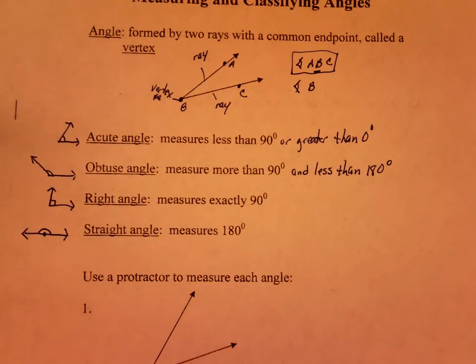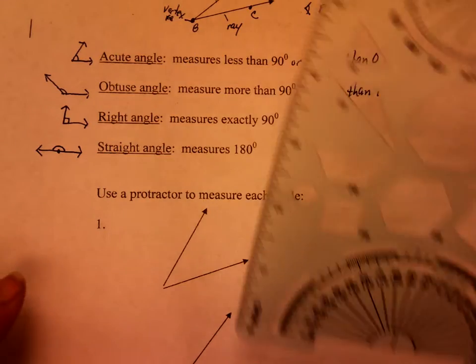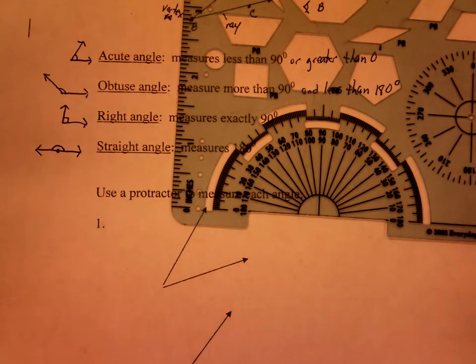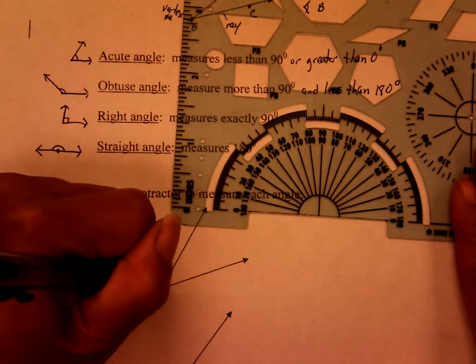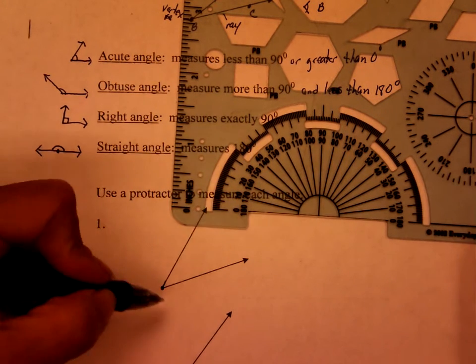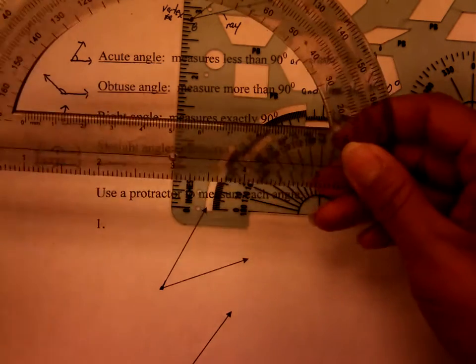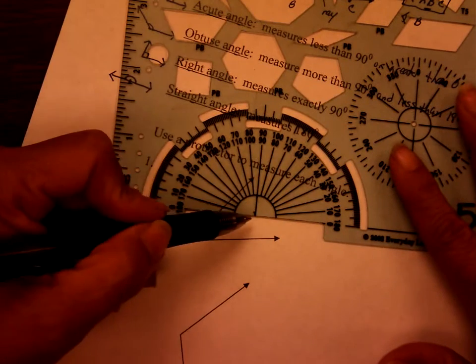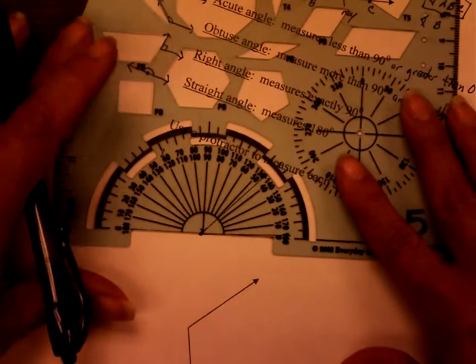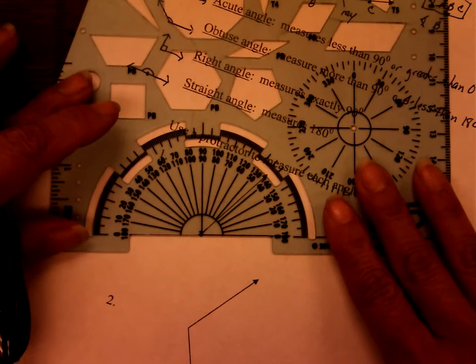So here's the direction that you'll find in your classwork and homework: use a protractor to measure each angle. Some of you have your geotemplate, or some of you have a protractor that looks like this. Either one will work. So here is your vertex, your point, going to be here. Or if you have a regular protractor, the hole is where the vertex is going to go. Here I'm going to line up the 90 degrees, the straight line, to my vertex, and line up one of my rays to the bottom of my protractor.